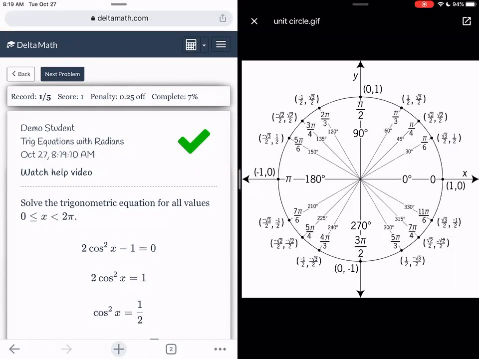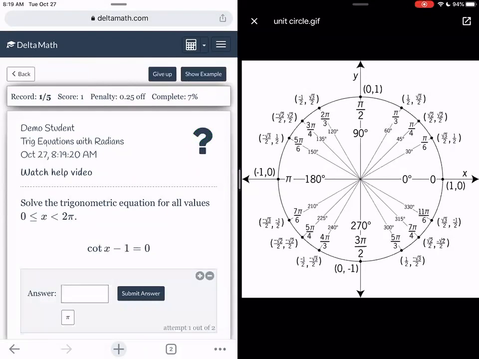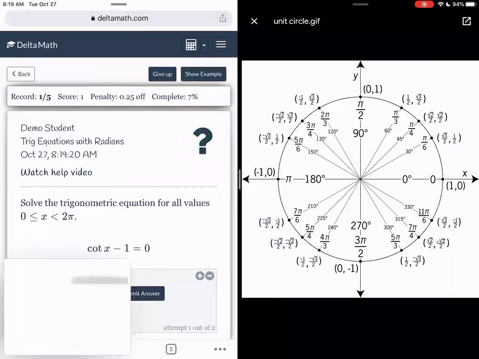I want to do another one with you guys. So we got a cotangent. I'm going to screenshot this.